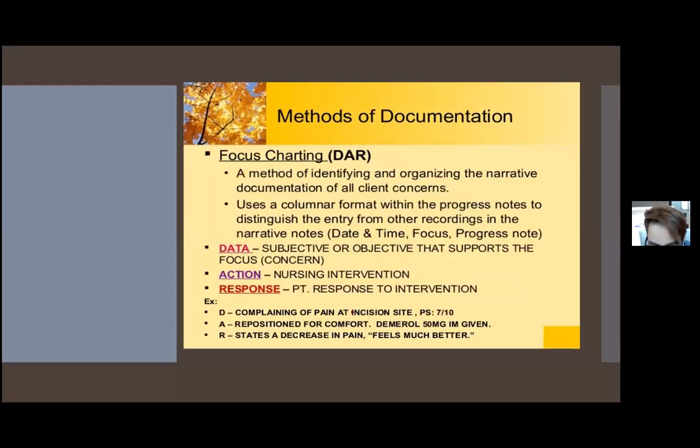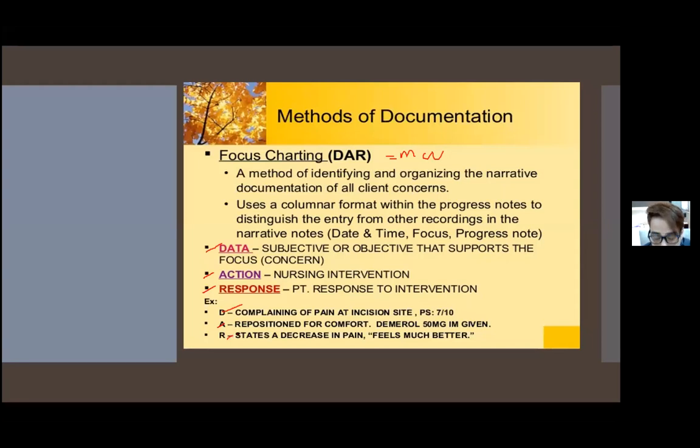And then we also have what we call focus charting or your DAR. Sa DAR, ito yung ginagawa sa MCU. Yan. DAR charting sila. So what is DAR charting? This is your data, okay? Or this is your focus or your problem. And then anong gagawin mong action or your intervention. Tapos anong ginagawang response. So example, a patient complained of pain, okay? Tapos ang ginawa niya action ay reposition. And then ano naging response ng pasyente.